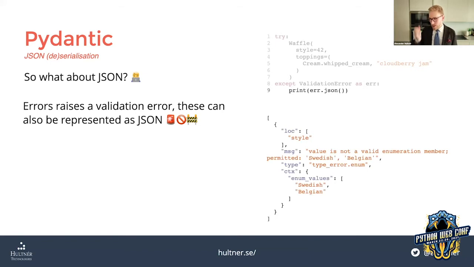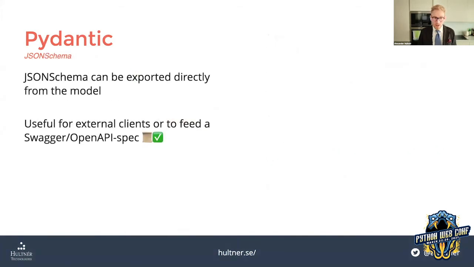But as you can see, we now get a very nice structured error message where we can see that the location of the error is in the style property. We can see the message that the value is not a valid enumeration member, and we can also see the permitted members, Swedish and Belgian. Then we also get a type of the error, and a context where we can see the valid enum values. I've used this to create tooling in, for instance, front-end code, where I can show in a form exactly where the error is and what the legal values are or what you did wrong. And you can build a lot of cool things automating how you handle these errors based on that. So that's something I really like about Pydantic as well.